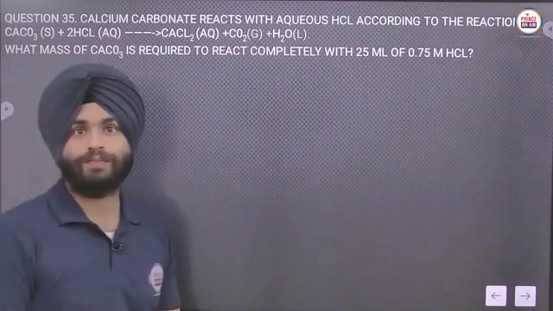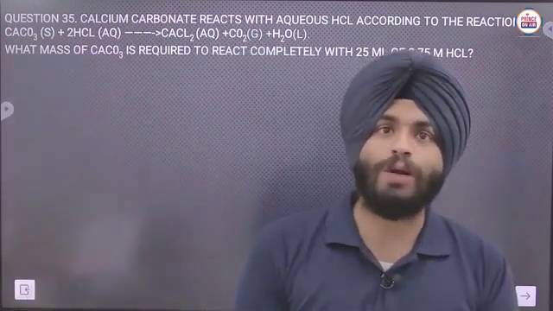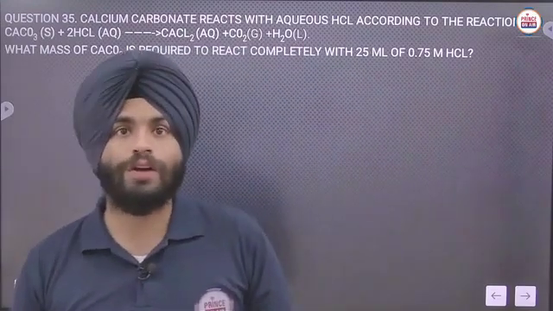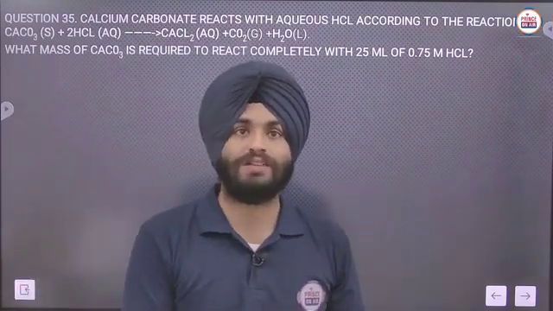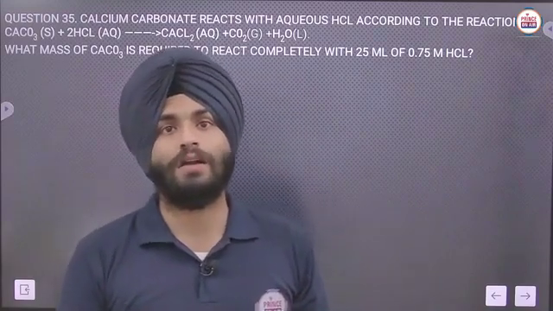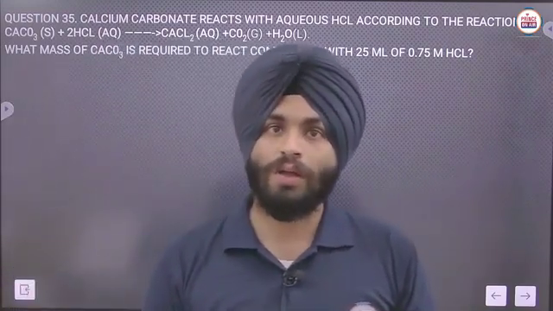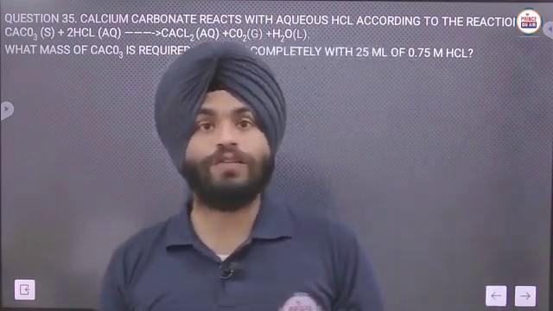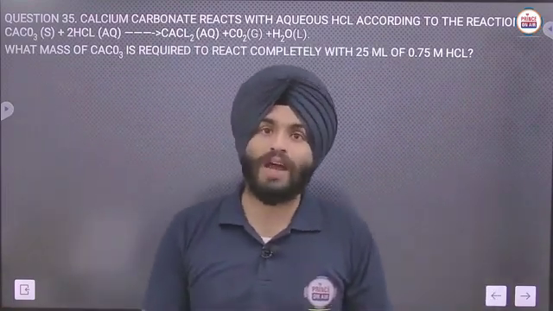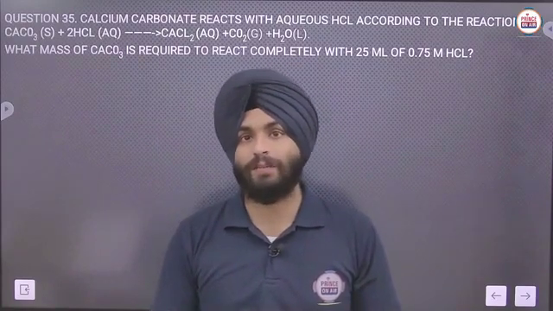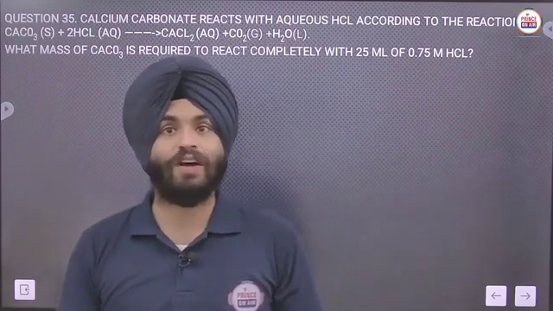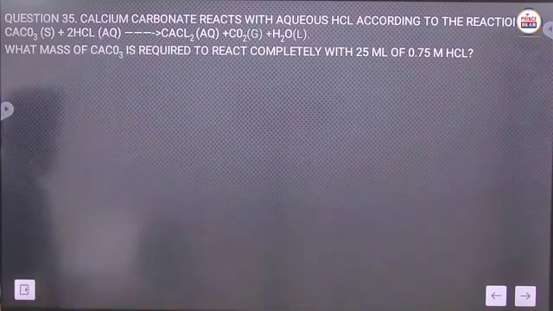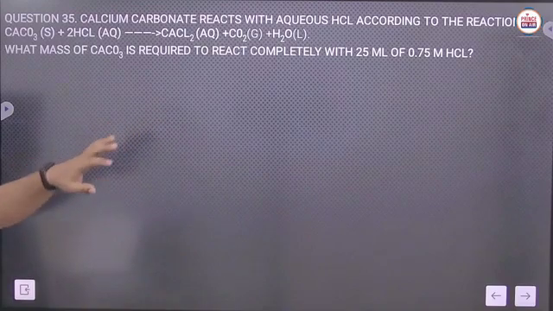Next question is: calcium carbonate reacts with aqueous HCl according to the reaction. That reaction is given to you: CaCO3 plus 2HCl forms CaCl2, CO2 and H2O. What mass of CaCO3 is required to react completely with 25 ml of 0.75 molar HCl? So that is the question here. See that equation and try to do that question yourself.